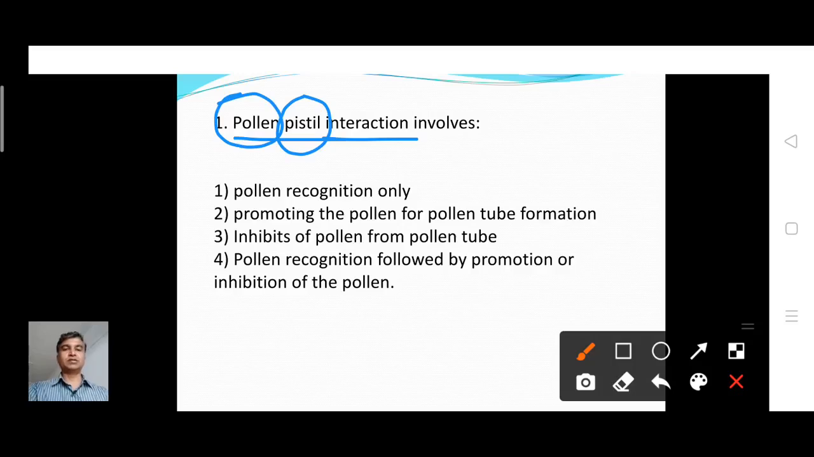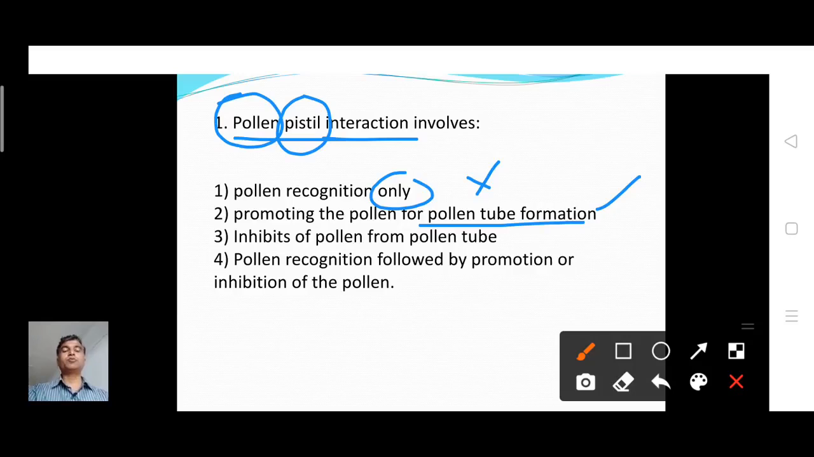After pollination, the carpel has a capacity to recognize whether the pollen grains are right or wrong. If they are the right type, they will accept and promote the post-pollination events, and if they are the wrong one, they reject or prevent the post-pollination events. So the first option, pollen recognition only, is wrong. Second, promoting the pollen tube formation: yes, it will promote only if the pollen grains are the right type. It is a half process.